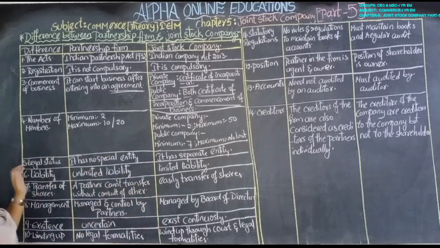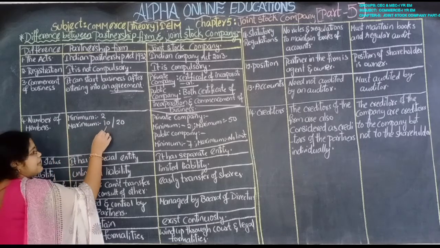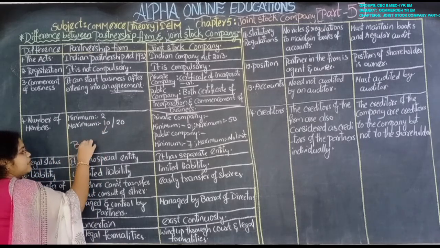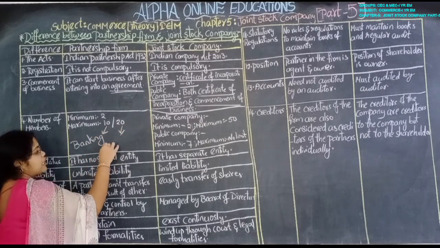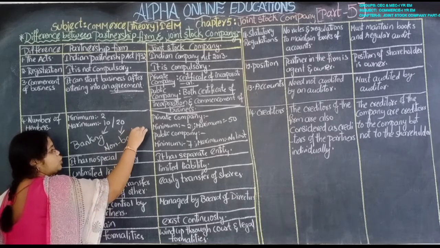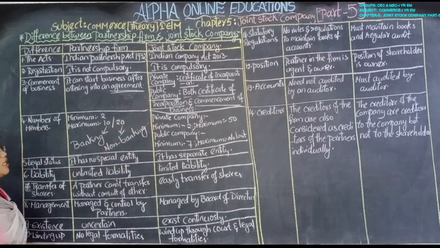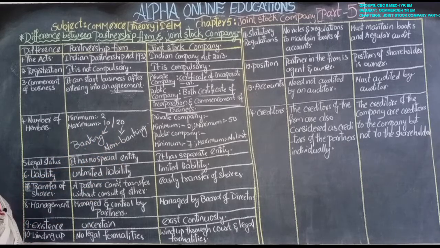Right. Number of members. Here the minimum number of members in a partnership is 2. Maximum members are 10 in case of banking, and 20 in case of non-banking. In case of non-banking, 20 members are allowed. So in banking 10, and in non-banking 20 members are the limit in a partnership.